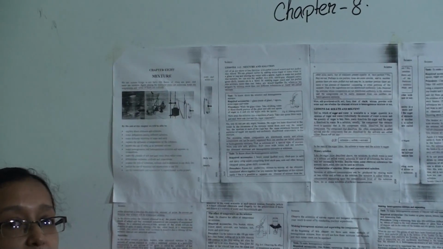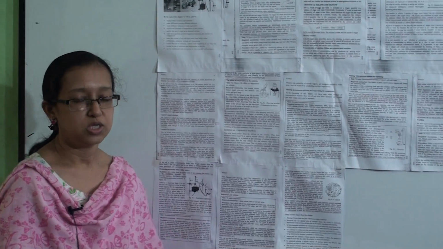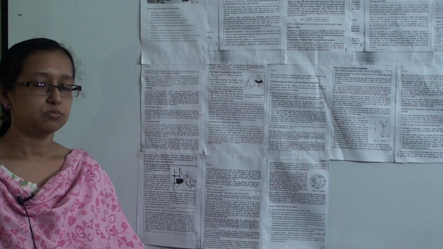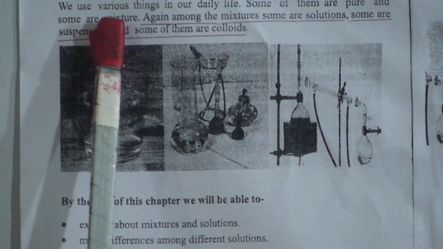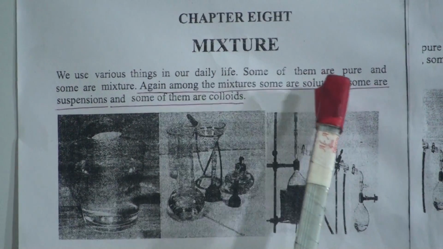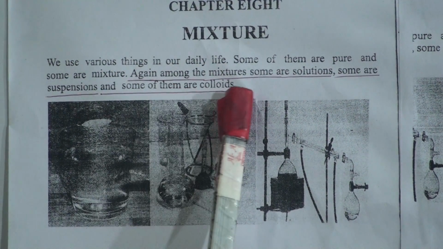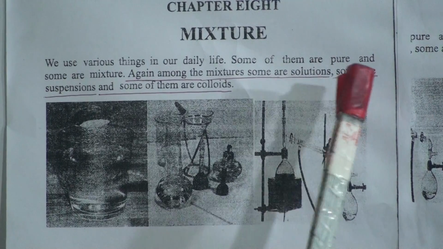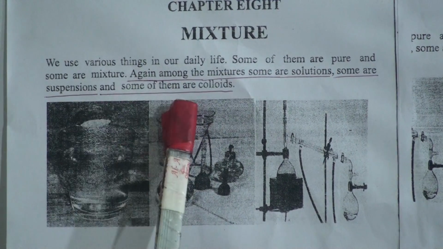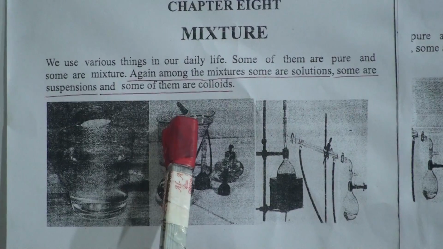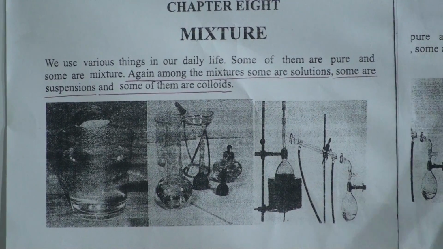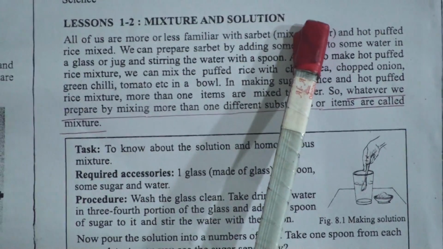Chapter 8. The name of our chapter is mixture. In this chapter we will discuss different kinds of solution, solute and mixture. Now we use various things in our daily life. Some of them are pure and some are mixture. Again, among the mixtures, some are solutions, some are suspensions, and some of them are colloids. Now let's discuss lesson number 1, mixture and solution.